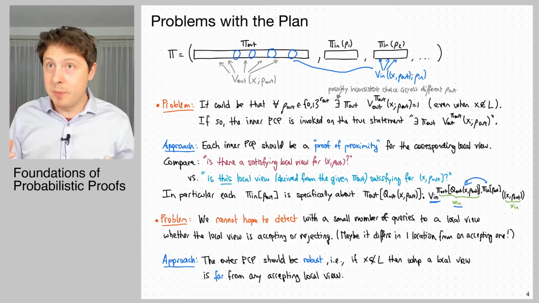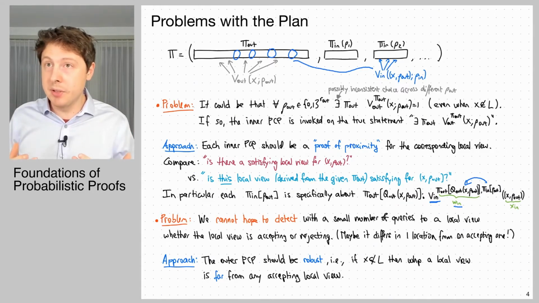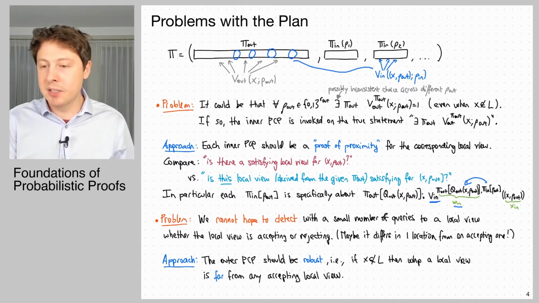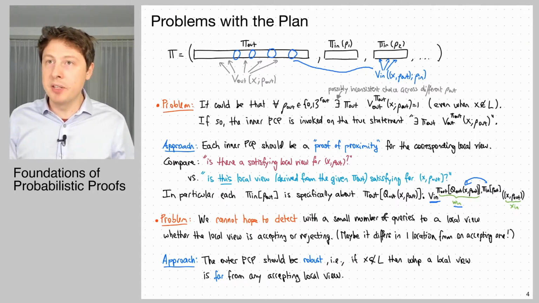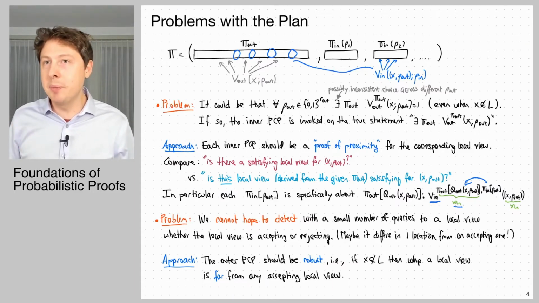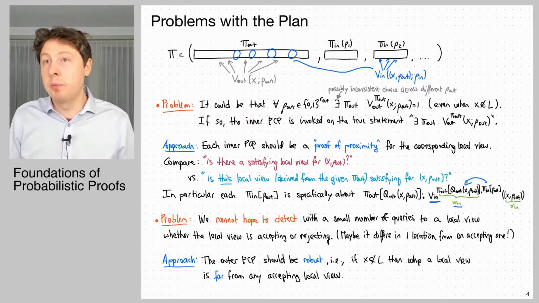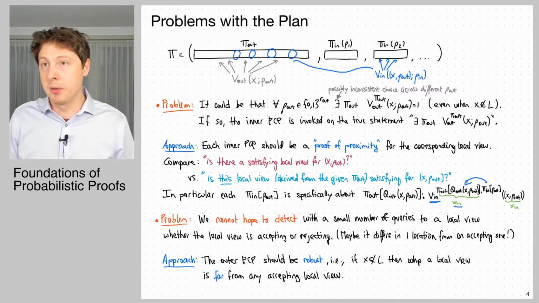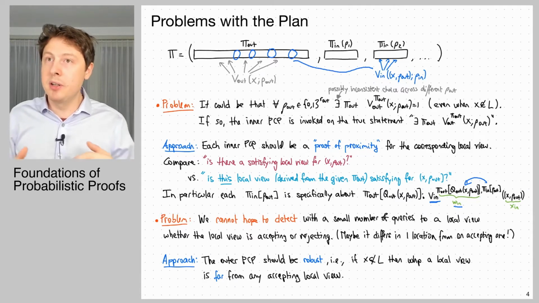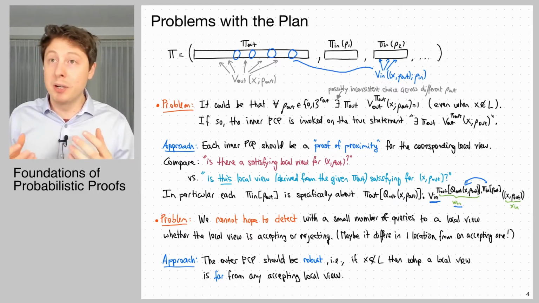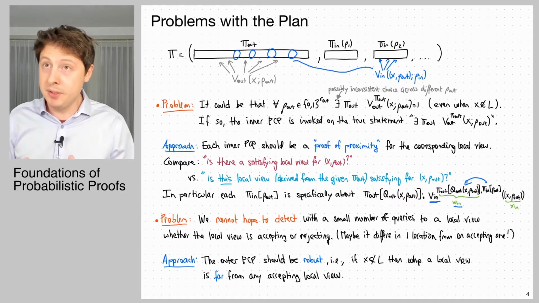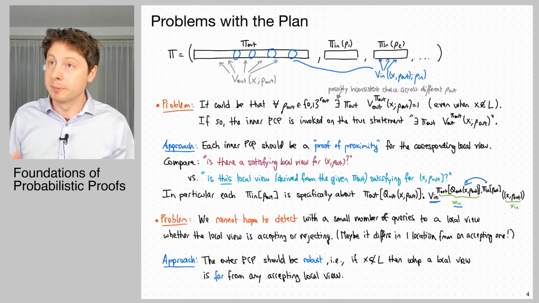So the outer PCP, in the no case, in the soundness case, when X is not in L, most local views are in fact far from accepting, so that we are simplifying the task of the inner proof system. It merely has to distinguish an accepting view from one that is far from accepting, as opposed to one that is one symbol away, which we cannot hope to do with a small number of queries, okay? So in sum, we're going to need some kind of collaboration between an outer PCP that is robust and the inner PCP that is a proof of proximity, okay?